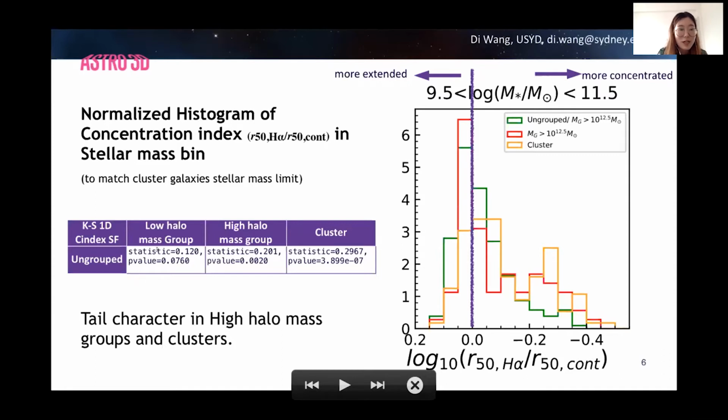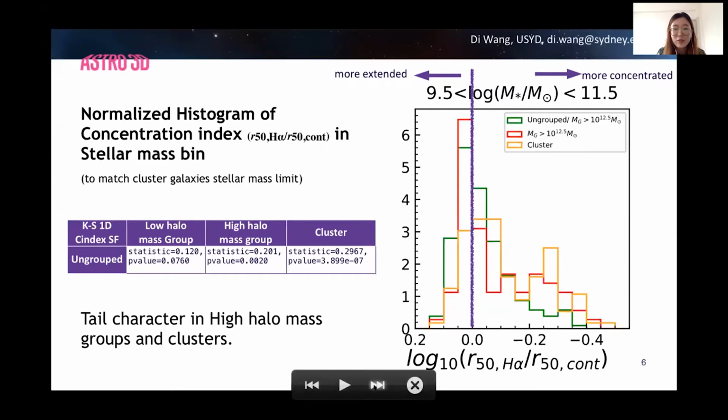So I will combine those two samples together to create the histogram on the right. The green line is the ungrouped and low halo mass group galaxies, red is for the galaxies in high halo mass groups, and yellow is for the clusters. Again, the purple line is the 0 reference line. We can see from the plot there's a tail in high halo mass groups and clusters, which also emphasizes that galaxies have more concentrated star formation regions in higher environmental density.